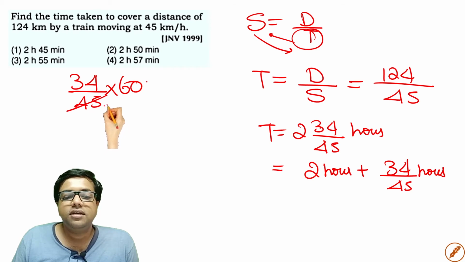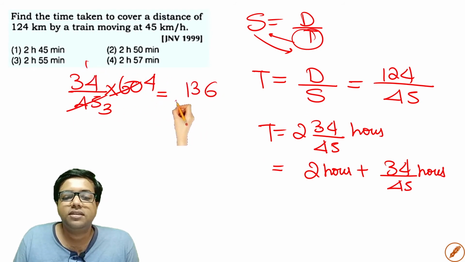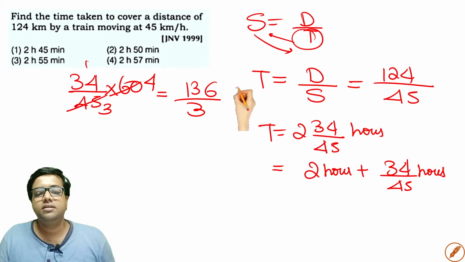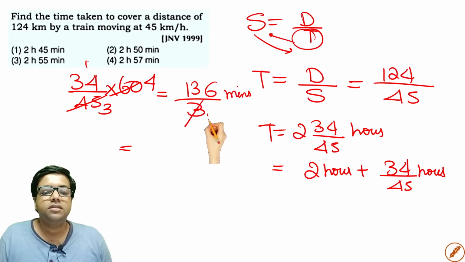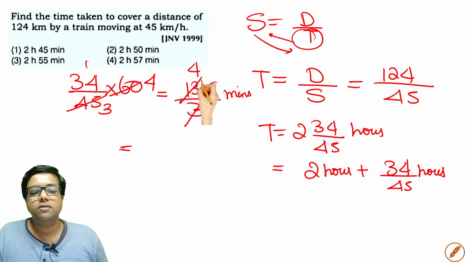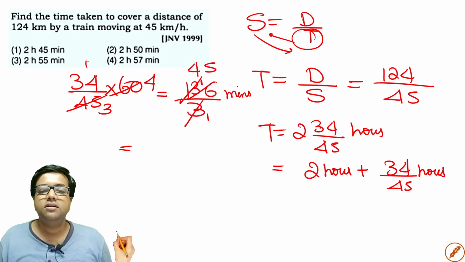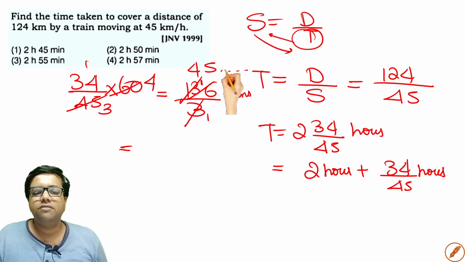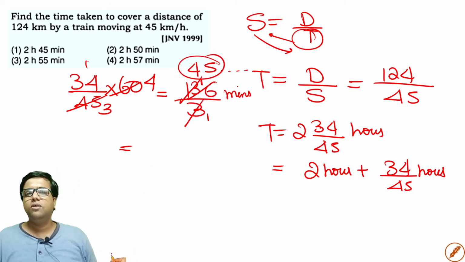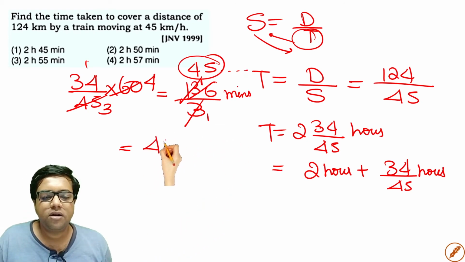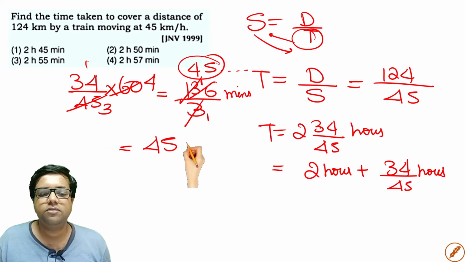15 3s are 45, 15 4s is 60, and therefore 4 4s are 16, 1 carry over, 4 3s are 12 plus 1, 13. 136 by 3 minutes you get. If you divide it further, what will you get? 3 1s are 3, 3 4s are 12, 1 remaining, 3 5s are 15, and further after keeping a decimal point you will get something else, but I will stop at the whole number itself. So you will get very approximately around 45 minutes.